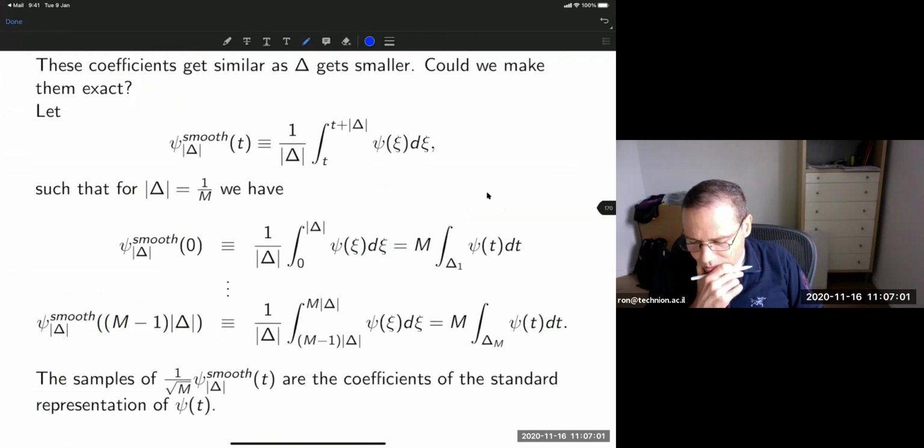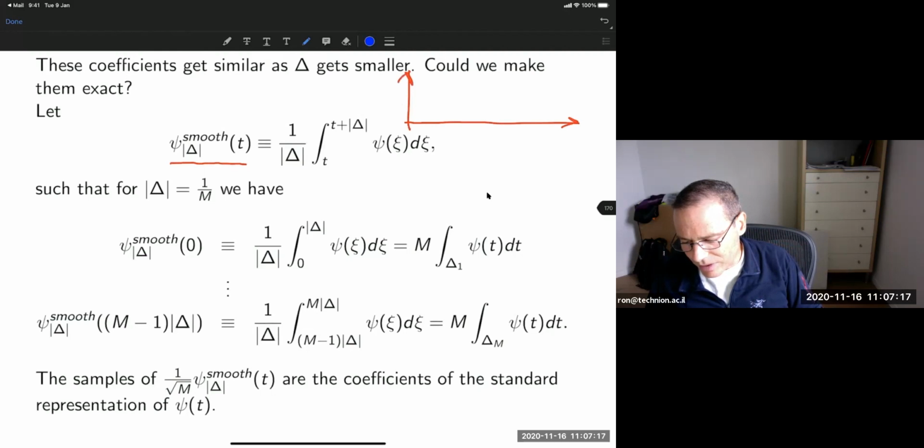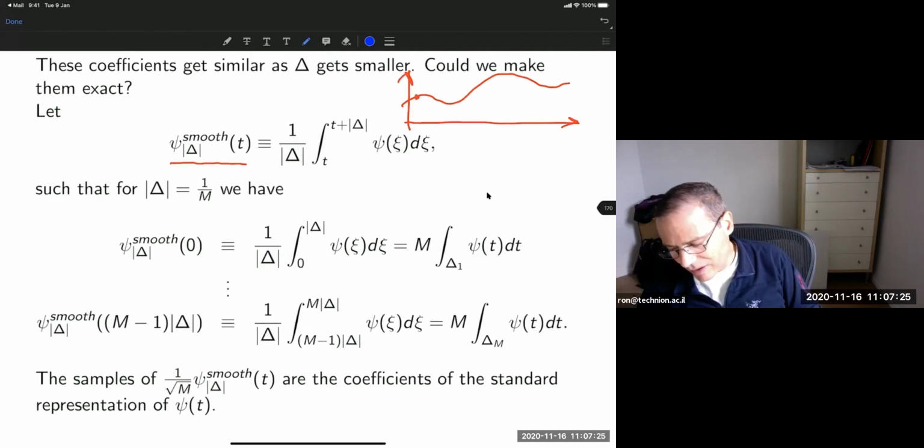Let us first of all take my signal psi of t and translate it into a new signal that we refer to as psi delta smooth. What is psi delta smooth? Let us look at our signal. This was my signal, psi of t. Now what I do is replace each and every number here with integration between time t and time t plus delta. So I integrate over all this interval.